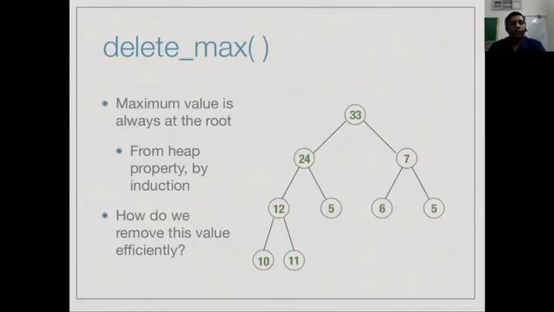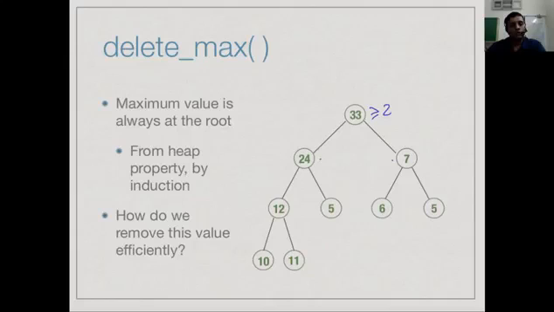Why is that? Because if I start anywhere, I know that among any 3 nodes, the maximum is at the top. Right? So if I look at 33, for example, 33 is bigger than 24 and 7. But inductively, I know that 24 must be the biggest node in this subtree and 7 must be the biggest node in this subtree. So therefore 33 is bigger than both, so it must be the biggest node overall in this entire tree. Okay? So the claim is the maximum value is always at the root.